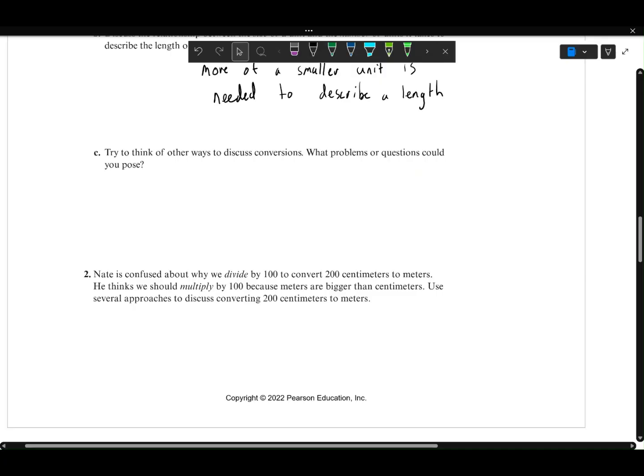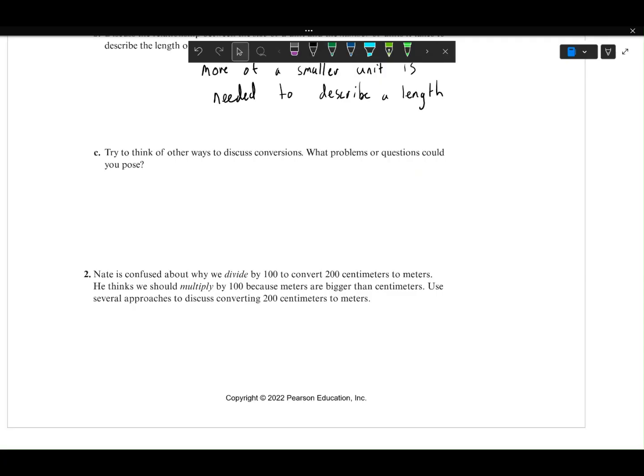Now, let's use that with centimeters. Why do we divide by 100 to convert 200 centimeters to meters? He thinks we should multiply. Well, we're dividing by 100 because we glue 100 centimeters together to make 1 meter. Now, I'm using the idea of gluing.